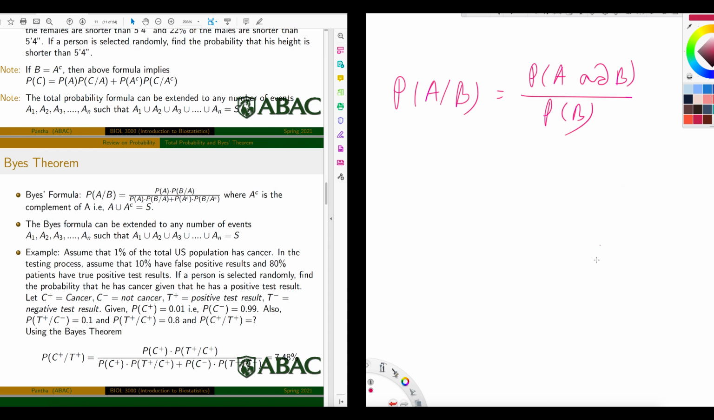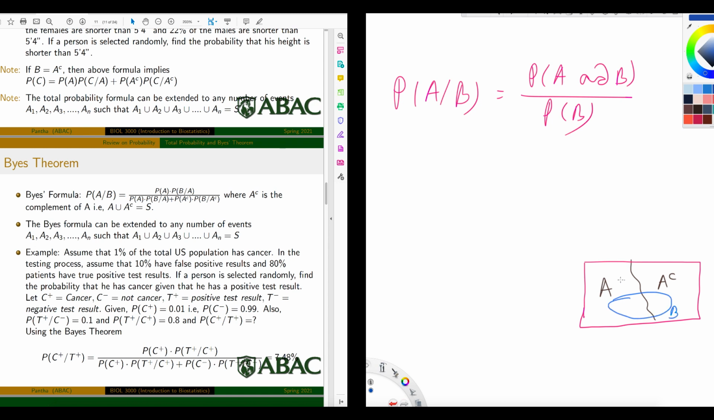Now, suppose that in the denominator, let me write down the sample space like this. Suppose that this is A and this is A complement, right? I'm considering just A and A complement, not the B. And then let me write down B. Suppose this is B.